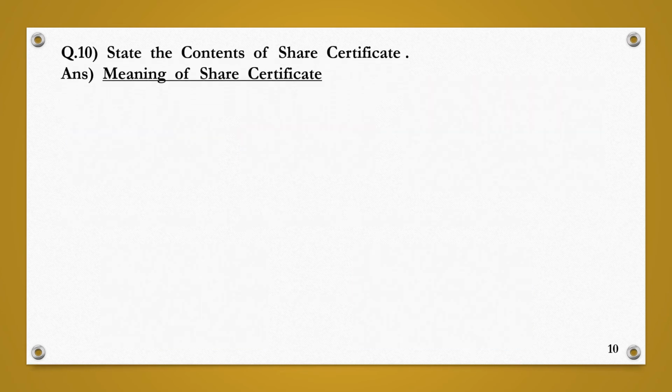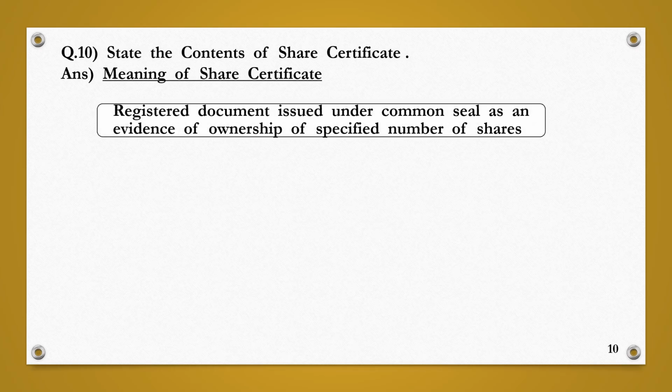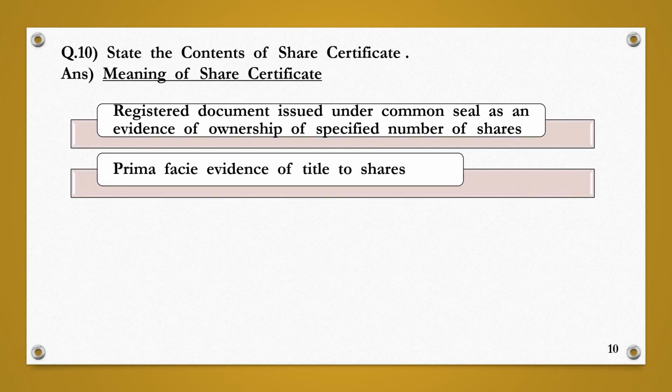Let us now move towards question number 10, that is state the contents of share certificate. Before understanding the contents, let us know the meaning of share certificate. Firstly, it is a registered document which is issued by the company under its common seal, which is given as evidence or proof of ownership of a specified number of shares mentioned therein. It is prima facie evidence of title to shares, that is, it is a basic proof which is sufficient to reflect the ownership of shares by its holder.